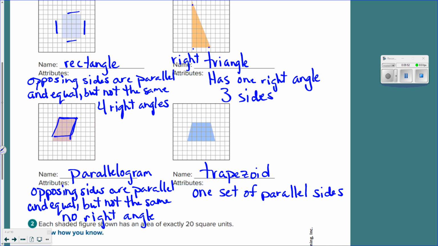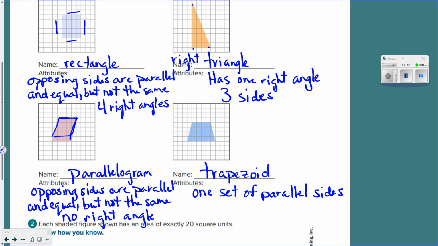Are the opposing sides parallel? Yes. Are both sets parallel? Yes. Are there any right angles? No. So I got all the way down to where it's a parallelogram, but I didn't make it to where it's a rectangle. Because the next step after this is rectangle, right now I have four right angles. Okay?